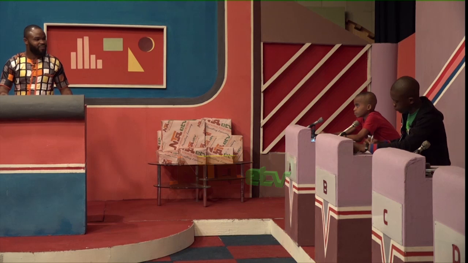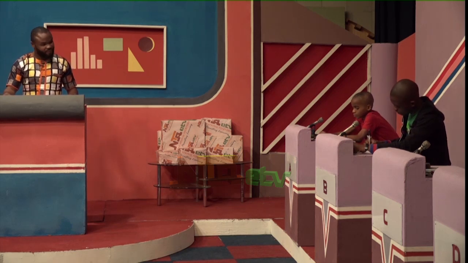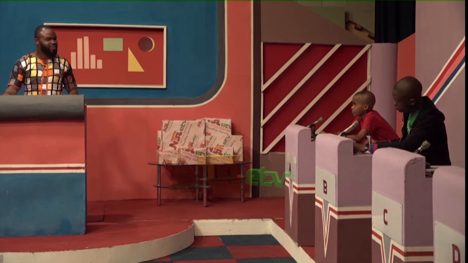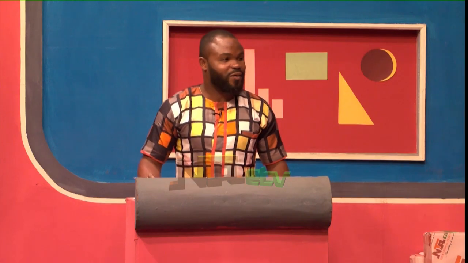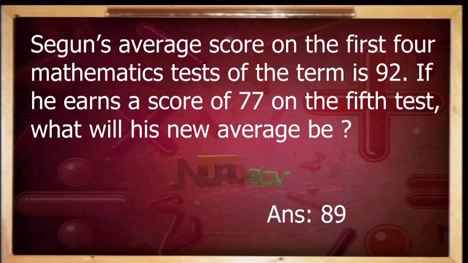The time is up. It's a bonus now to contestant A. 300. That is not correct. So the answer to that question to contestant B is 89. And with that, we've come to the end of the final stage of our quiz competition. Time for a break. We'll return with the scores and we will tell you who has won today's outing. Join us again.